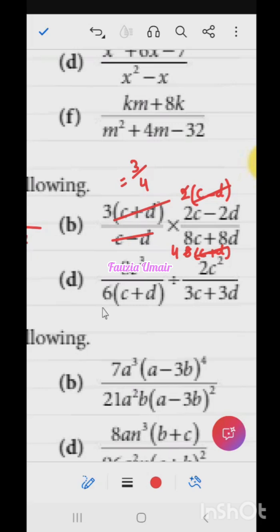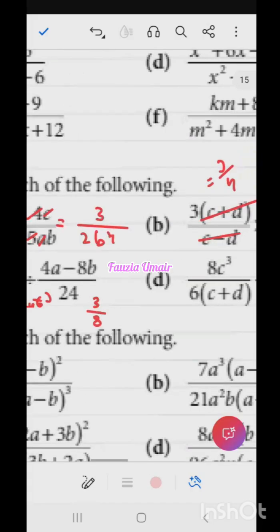Okay, now the d part also, first you will change this division sign into multiplication sign. Then there is just this small factorization. You can take 3 common and then you have to cancel everything. Okay, so this is how you are going to do question number 4.